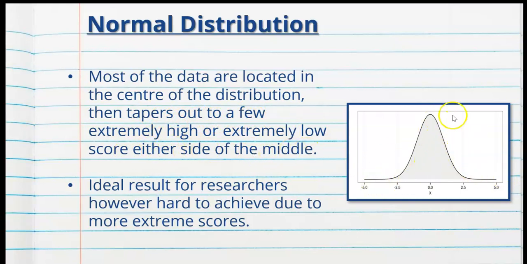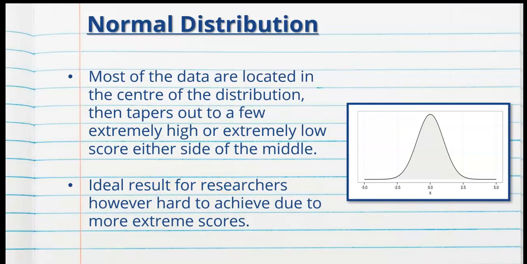So this image here is a normal distribution, where most of the scores are clustered in the middle with only a very few high or low scores. That's considered a normal distribution. This is ideal for us, all right? It's ideal for researchers, but it's very difficult to achieve in psychology because no two people are the same.